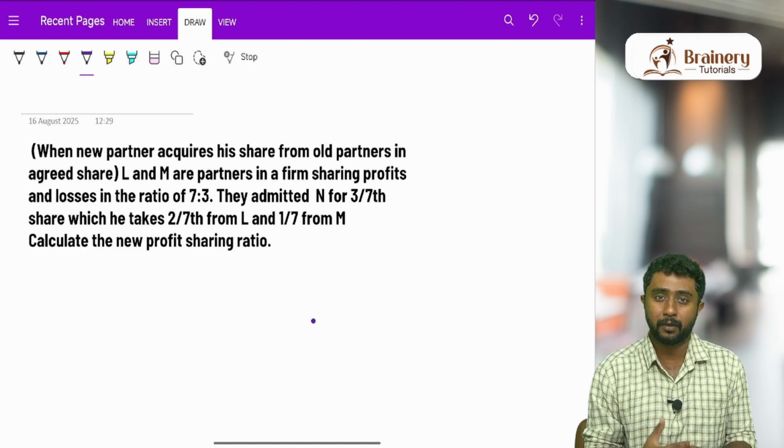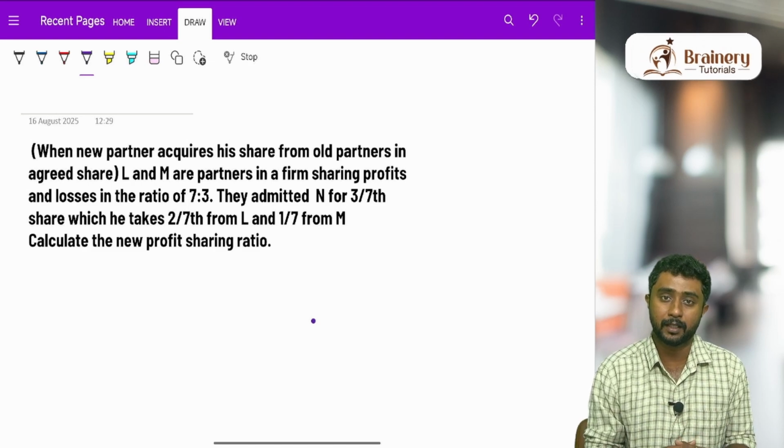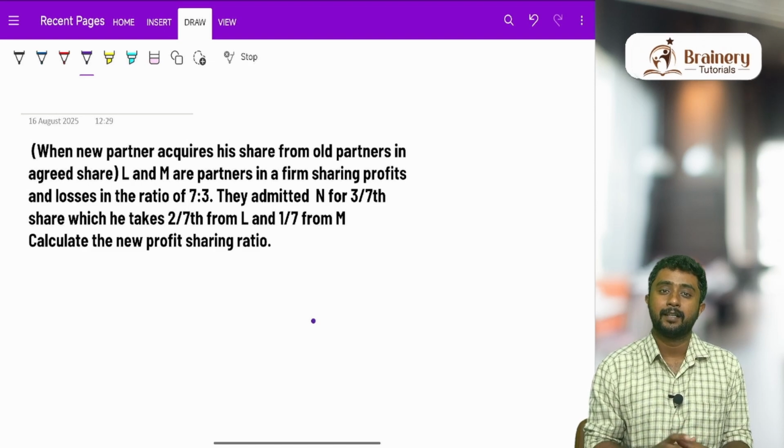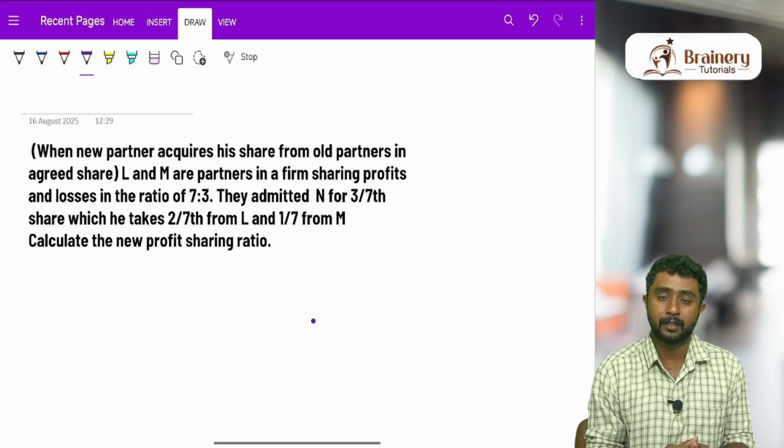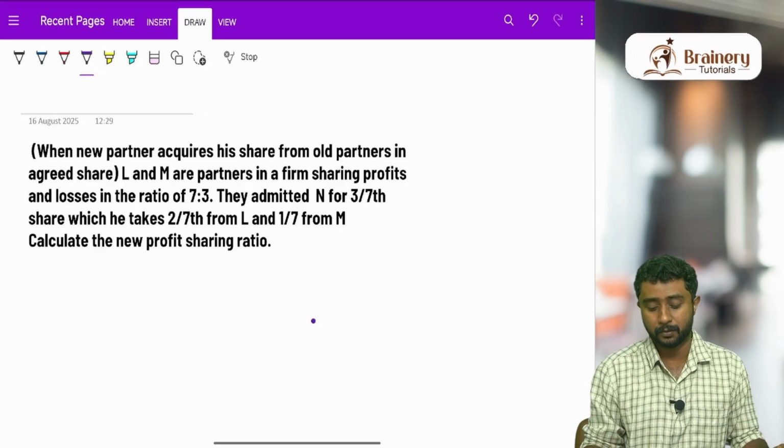What is actually a profit sharing ratio? What are the ratios involved in different situations like admission? What are the ratios that we have to calculate? In retirement, what are the ratios that we are supposed to calculate? This is what we are going to discuss today.